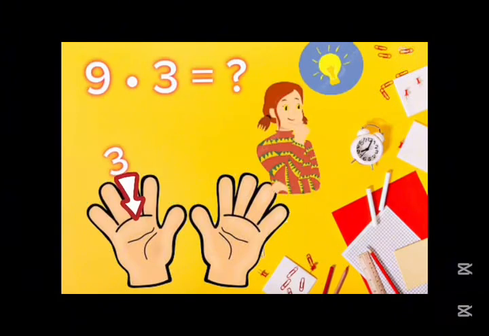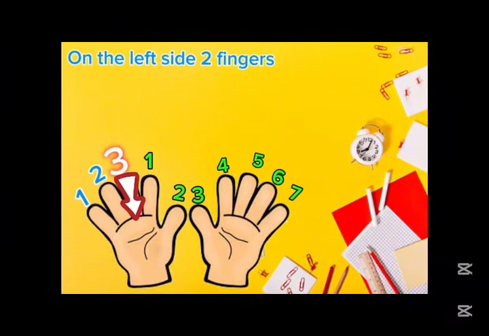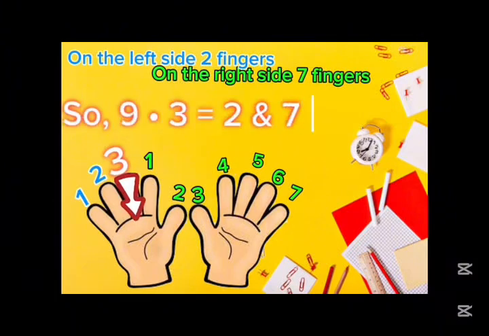9 times 3 equals... 1, 2, then 1, 2, 3, 4, 5, 6, 7. On the left side, 2 fingers. On the right side, 7 fingers. So 9 times 3 equals 2 and 7, equals 27.